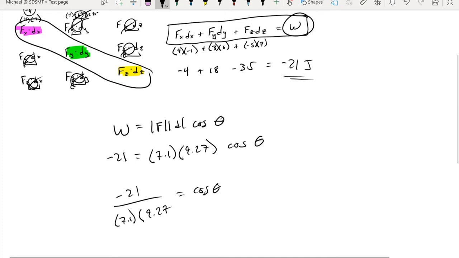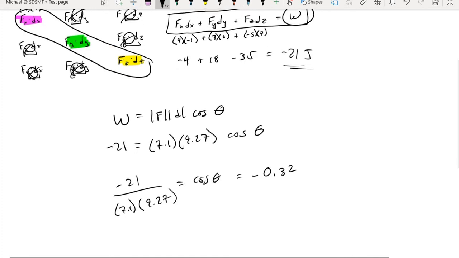I'm going to combine all of those numerical terms before I do my inverse cosine: 21, 7.1, and 9.27. Oops, there's supposed to be a bracket there. This gives a negative 0.32. So from there, the inverse cosine of the negative 0.32 will be our theta value.